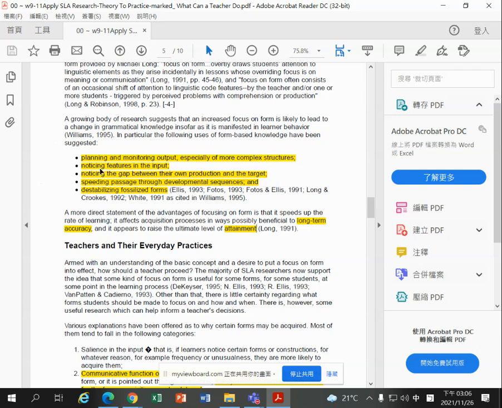The second one is noticing. I need to tell you that noticing is a very, very, very important word in psycholinguistics and psychology. Noticing means attention, I think it's kind of a synonym, all right? But in articles, they like to use this word, notice. Did you notice the feature in the input? All right. In this paper, it talks a lot about output and input.